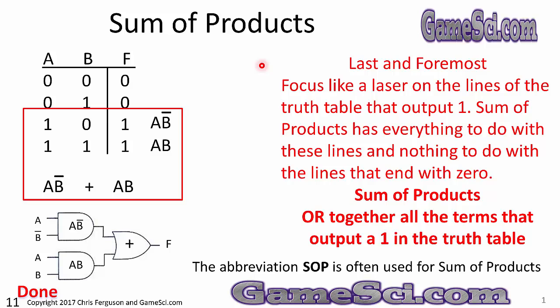Last and foremost, focus like a laser on the lines of the truth table that output 1. Sum of products has everything to do with these lines and nothing to do with the lines that end with 0. Sum of products, in short, says OR together all the terms that output a 1 in the truth table. The abbreviation SOP is often used for sum of products. Sum of products is a mouthful. Quite often we just say the SOP expression.